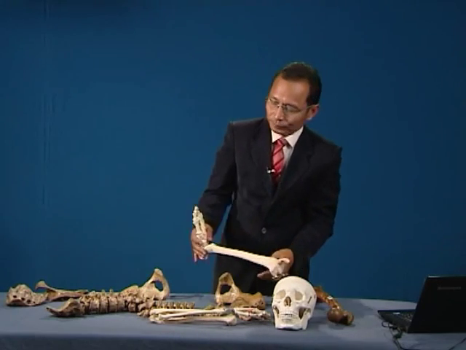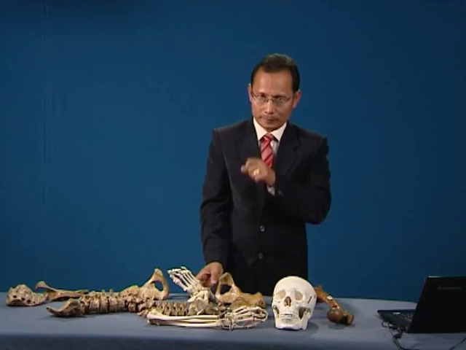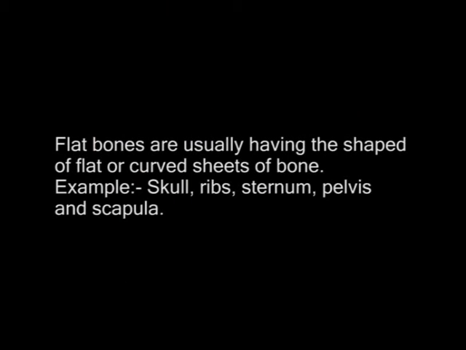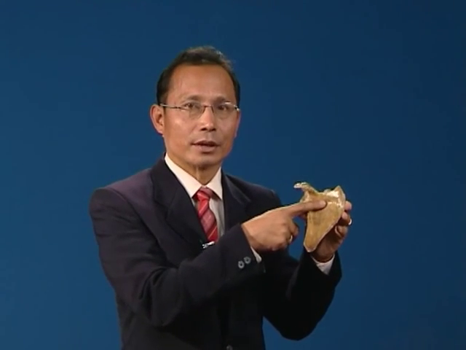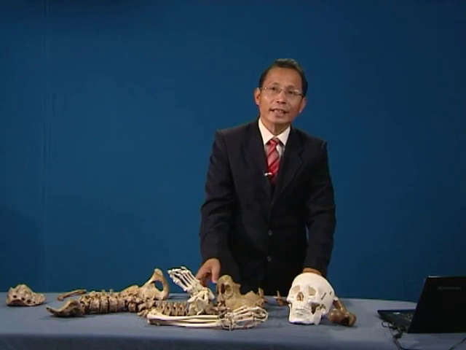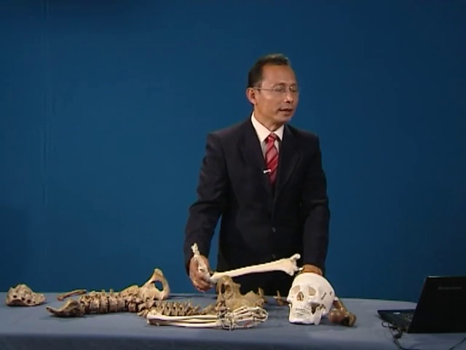Then we have flat bones. Flat bones are those having flat surfaces, usually flat, or maybe completely flat, or even with some curvature, but flat. This is slightly curved, but it has a flat surface. So such bones having a flat surface, even though the outline is a little bit curved, are called flat bones.